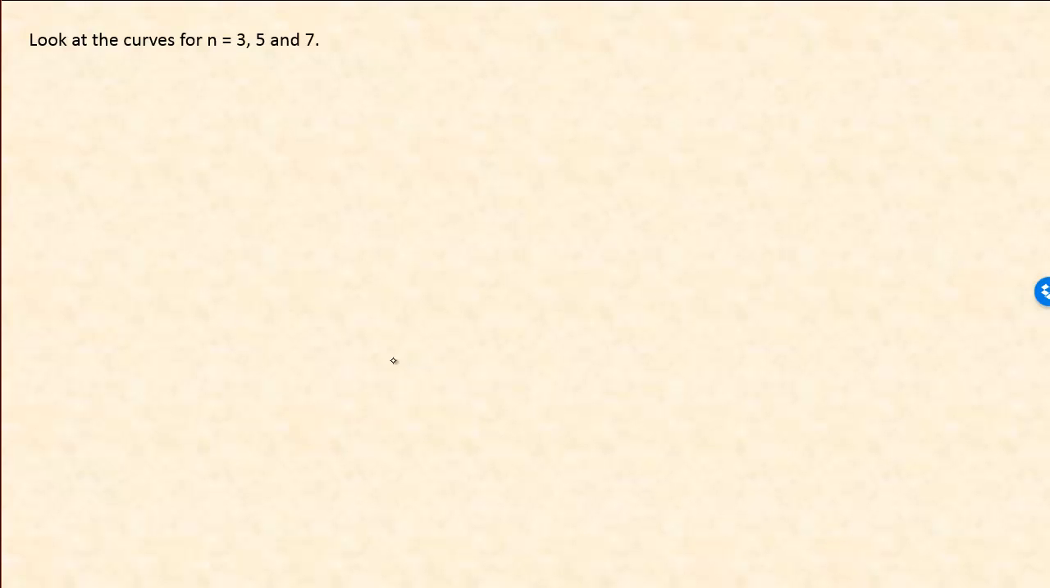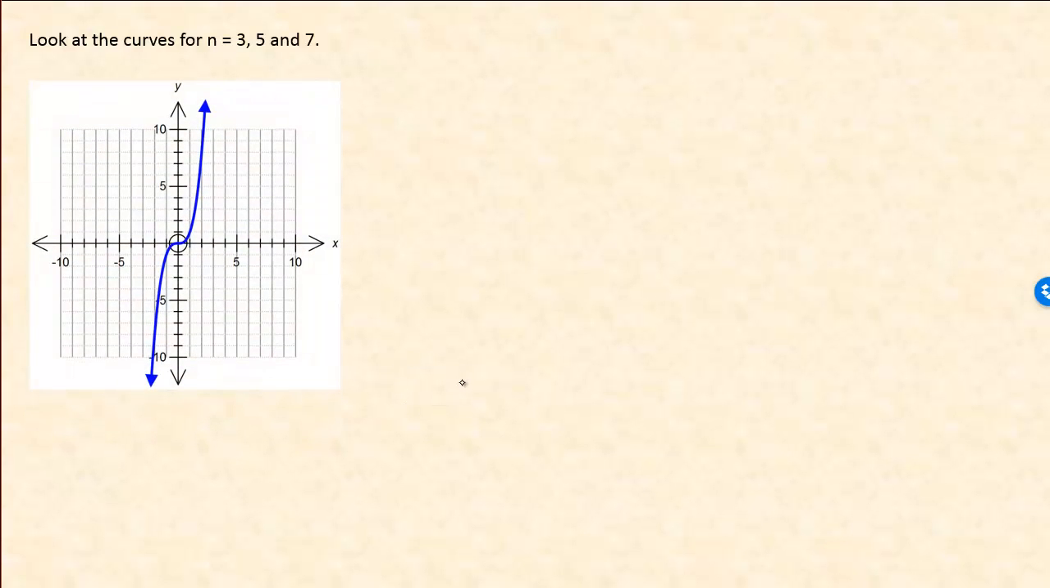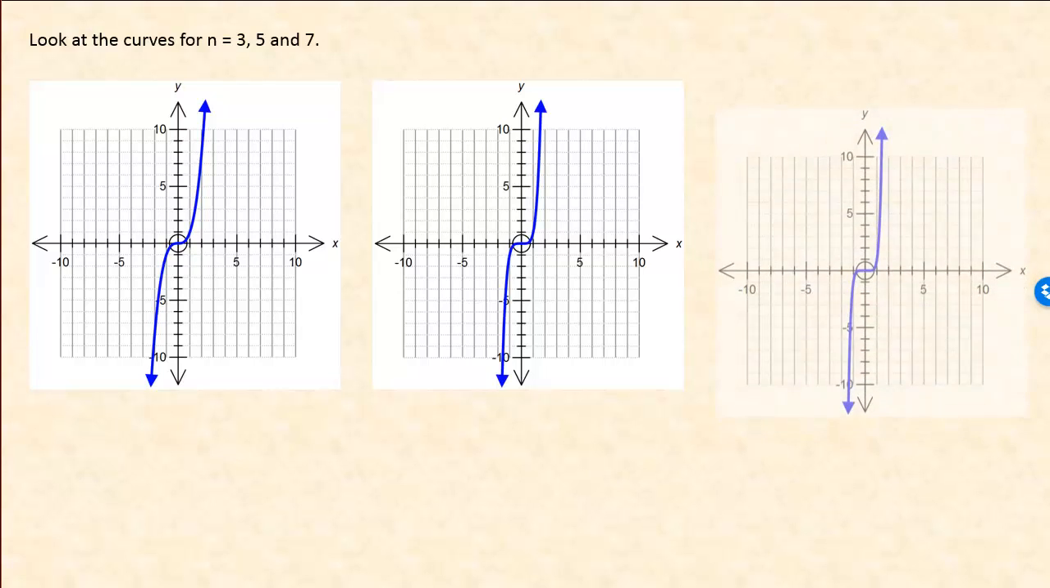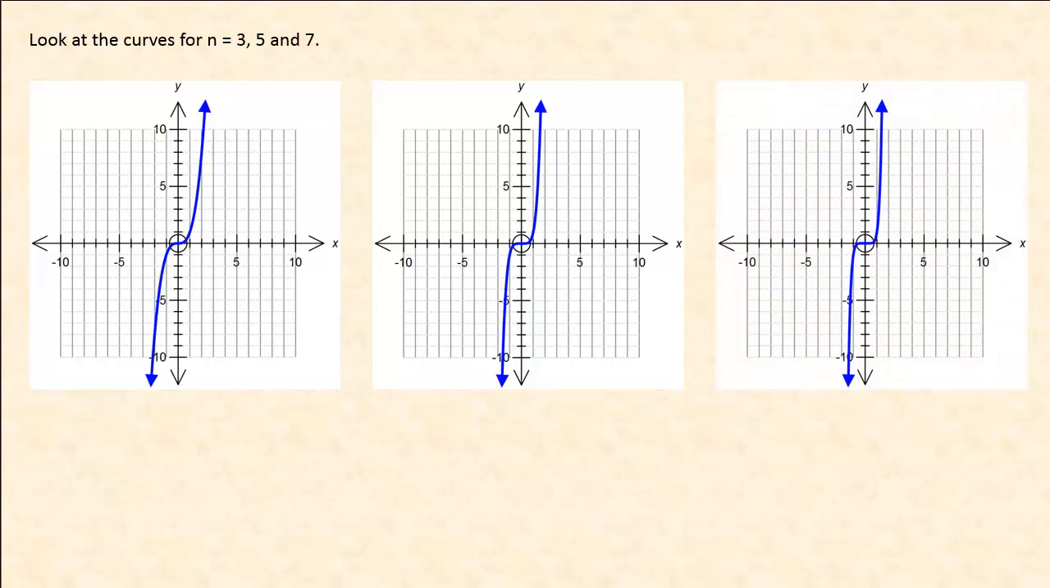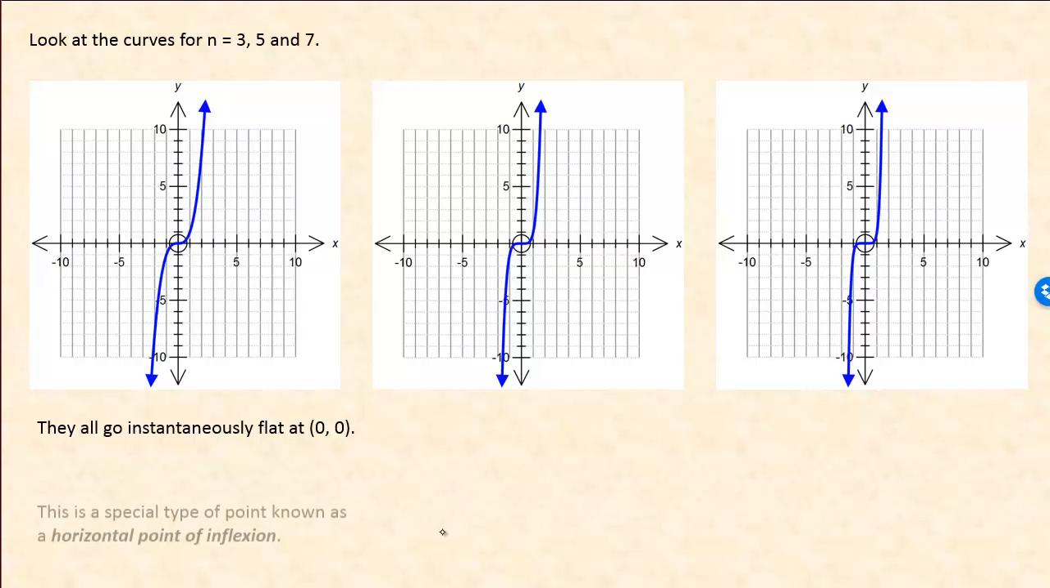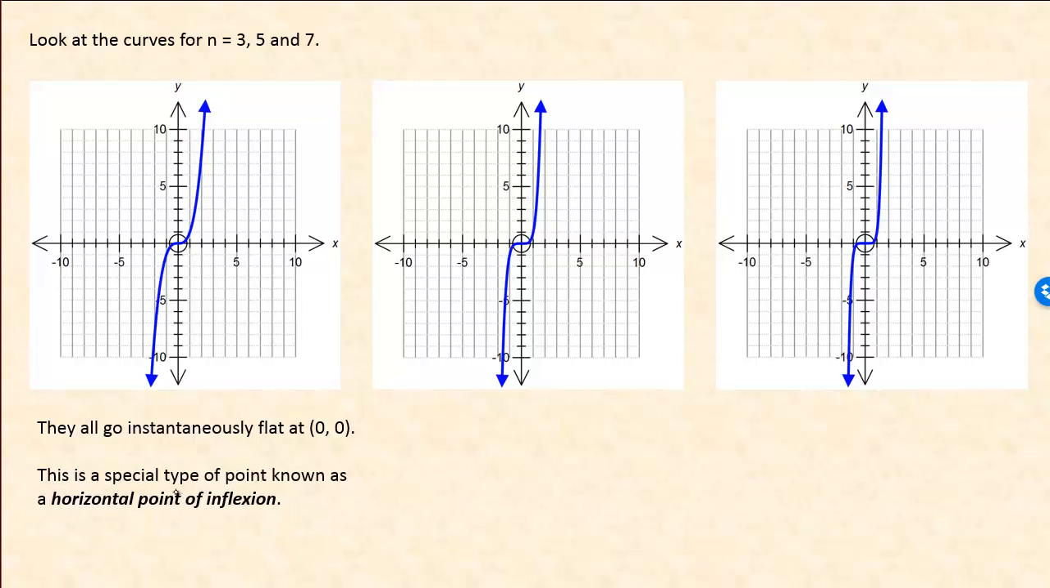So if we look at the curves n equals 3, n equals 5, and n equals 7, they all go instantaneously flat at the origin. Perhaps that's not quite clear at this scale, but we're going to look more closely at that shortly. This is a special type of point known as a horizontal point of inflection. You'll notice the gradient is positive here, then it goes 0 here, and it's positive again afterwards.